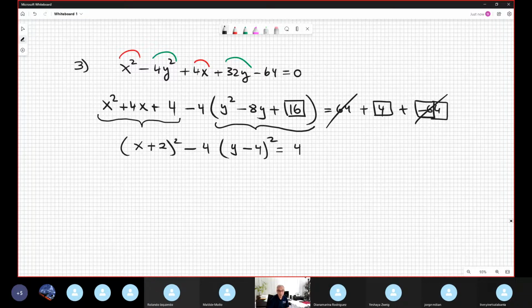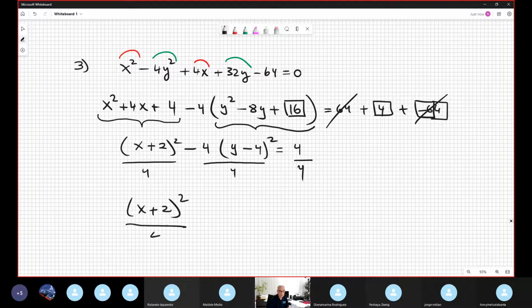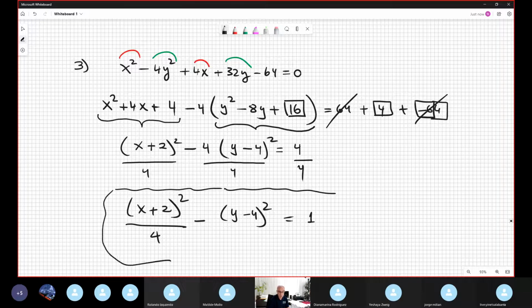Now finally, remember, in the equation for any conic section, the right hand side must be 1. So you divide everything by 4. So we have so far (x plus 2) squared divided by 4 minus (y minus 4) squared divided by 1, because 4 divided by 4 is 1, and 1 is invisible in the denominator, equal to 1. And this is my equation of the hyperbola in standard form.